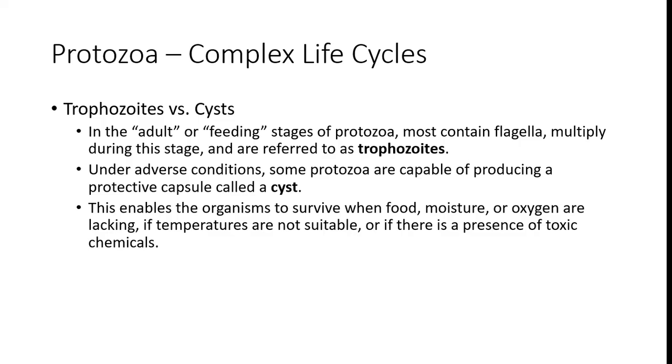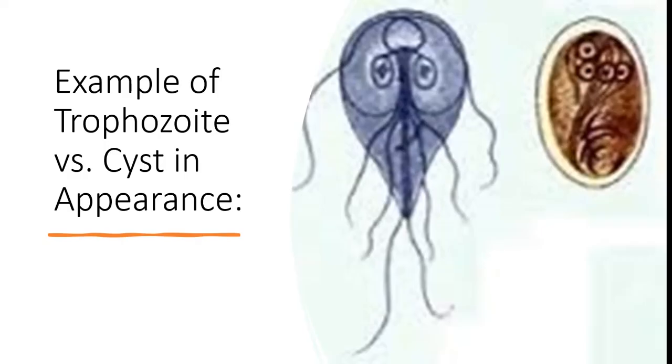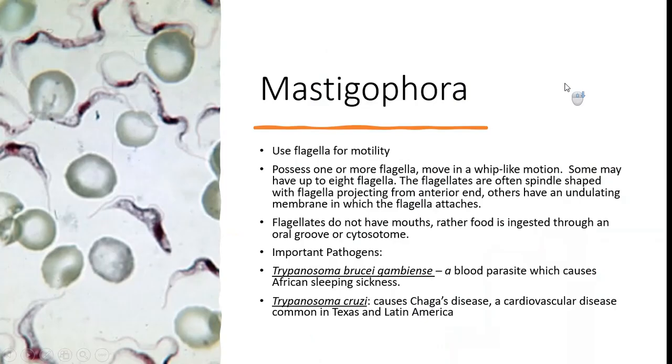And again, they will go back and forth depending on the environment, and that enables them to survive. If environment is good, they go to the trophozoite stage and they feed and they eat. If the environment is harsh and they're not able to survive well, then they go into the cystic phase. So just examples of where you have, for instance, here to the left, you have the trophozoite phase, and you can see it has flagella here versus the cystic phase. So let's talk about the various groups of protozoa. Again, they're classified based upon their motility.